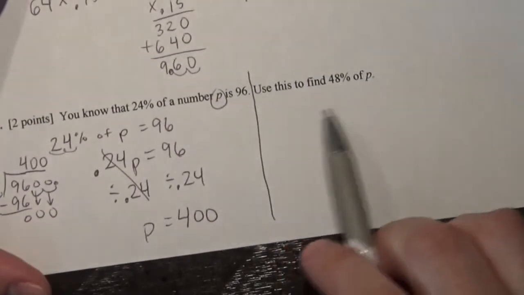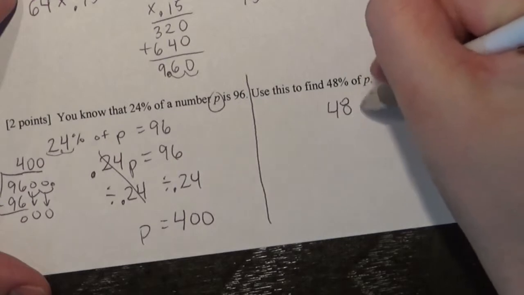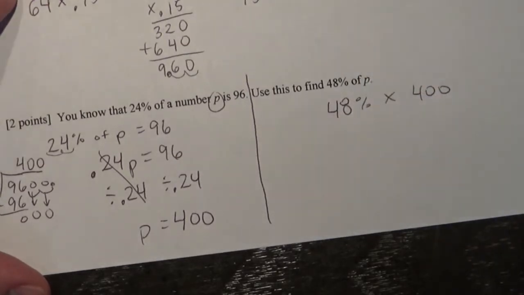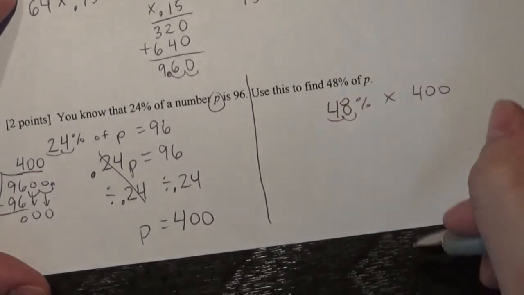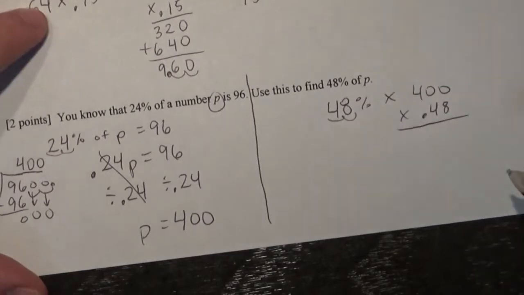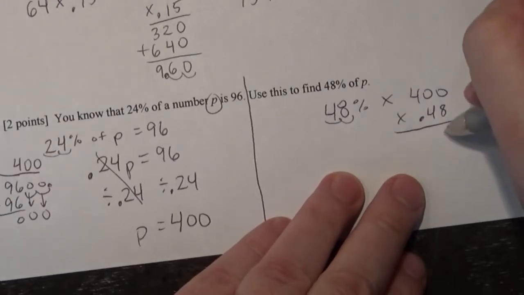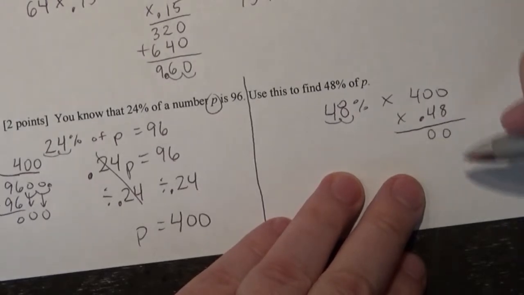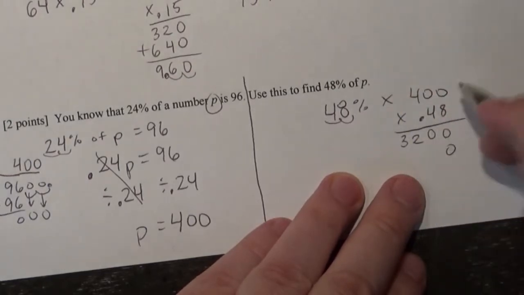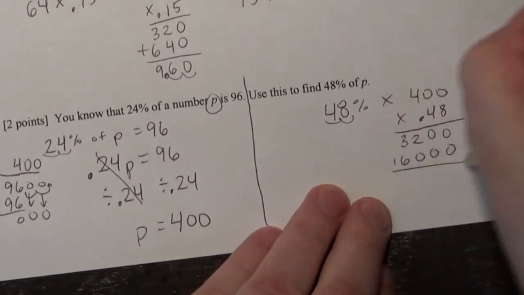All right, so now I have got my second part. So I want to know what 48% times 400 is going to be. Now I can move my decimal point over 2 places, so I know this is really going to be 400 times 48 hundredths. All right, so let's do the math. 8 times 0, 0. 8 times 0, 0. 8 times 4, not 0, 32. Add my placeholder 0, 4 times 0 is 0. 4 times 0, 0. 4 times 4, not 0, 16.